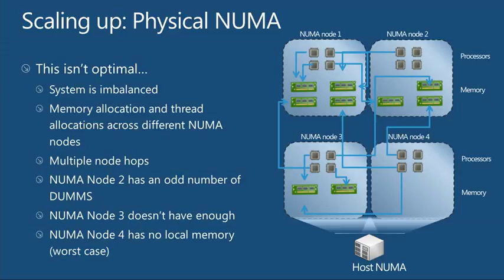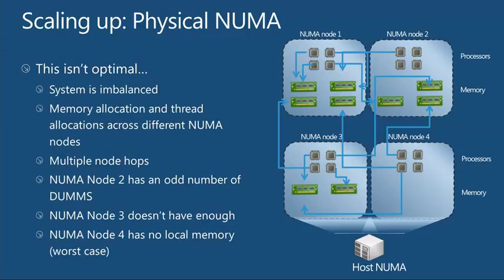Now, when we start talking about 64 virtual processor virtual machines with 1 terabyte of memory, trust me, I know this, there is not a system in the world where you can fit that in a single NUMA node. Once you start getting to these high levels of scale, you're always going to be running in multiple NUMA nodes. So how do we handle this?